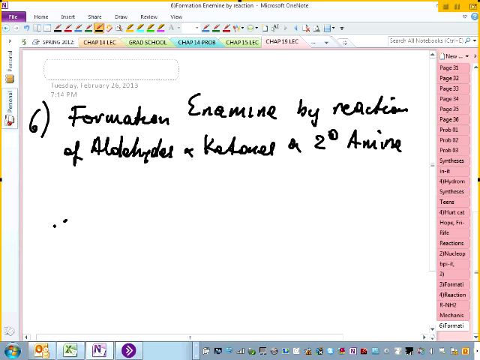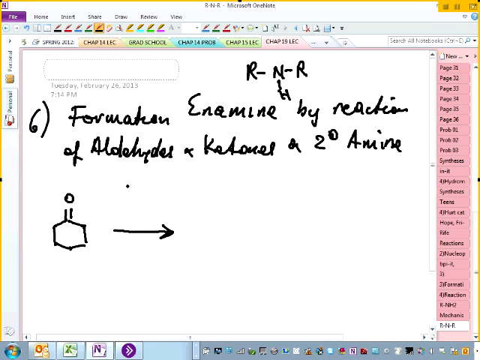Okay? Now, if you have a ketone or an aldehyde, in this case, you take a secondary amine. A secondary amine, of course, is that molecule in which you have two carbon atoms attached to nitrogen, and only one hydrogen is attached to that nitrogen. That would be a secondary amine. So if you take this here, this secondary amine, of course, this reaction also takes place in the presence of an acid catalyst. You get an enamine.